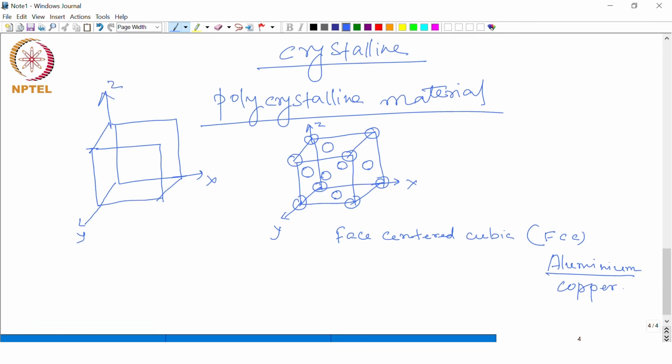Where apart from the corners, there is one more atom at the center of the body of this cube. Okay. And therefore, that is known as body centered cubic, or BCC in short. An example of a BCC metal is iron.